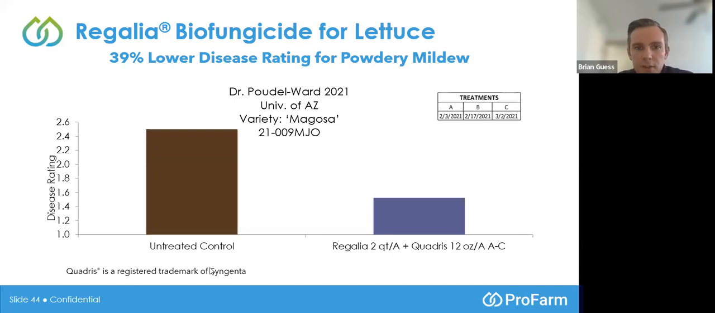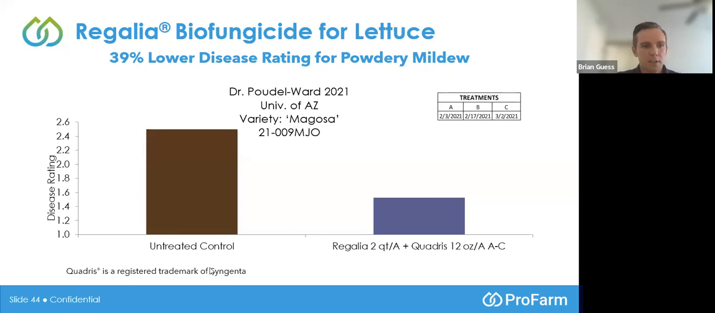And then moving on to the purple bar, we did Regalia at 2 quarts per acre, plus Quadris at 12 ounces, tank mixed together at all 3 treatment timings. And the combination of Regalia and Quadris significantly reduced the powdery mildew incidence out in the field.